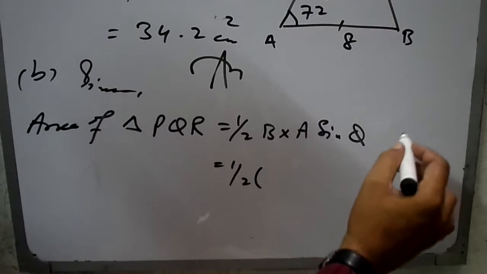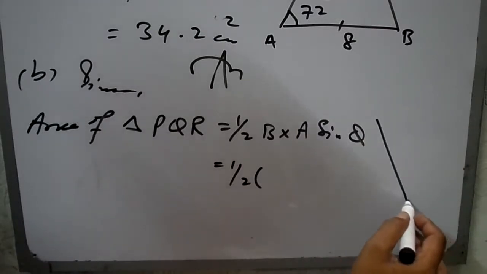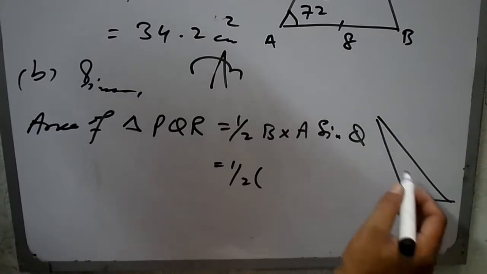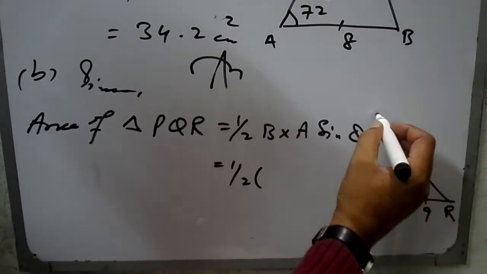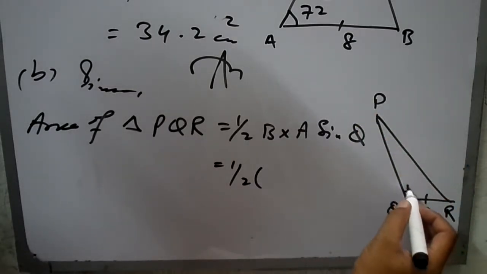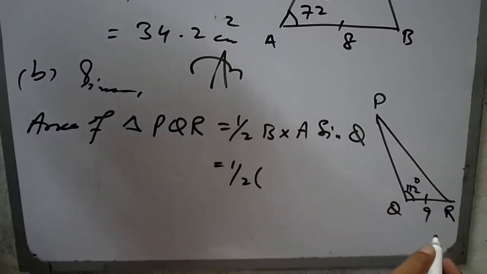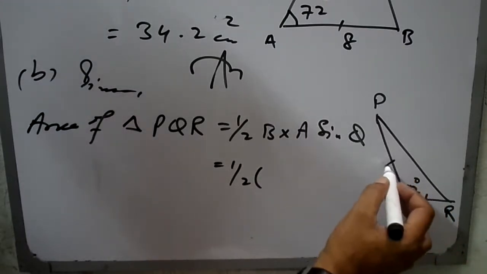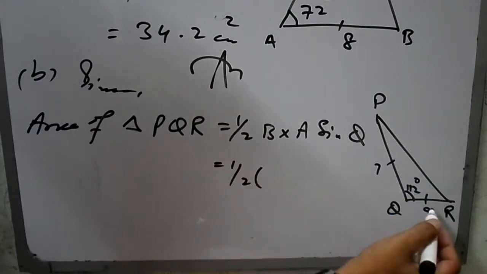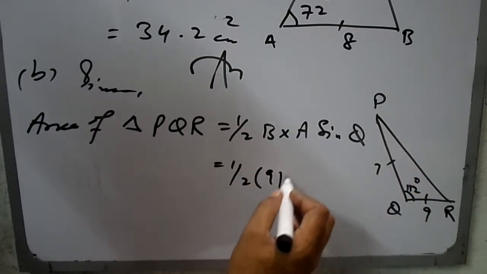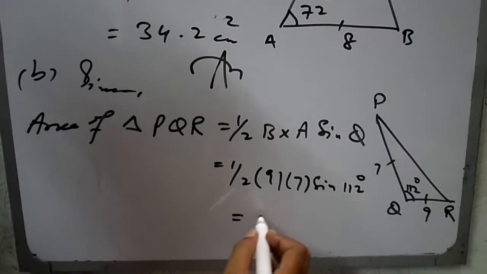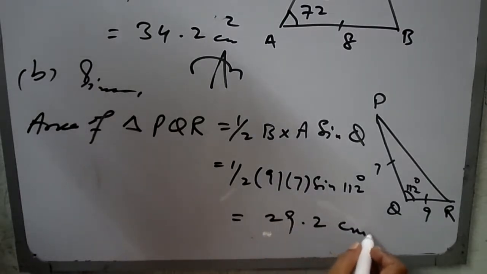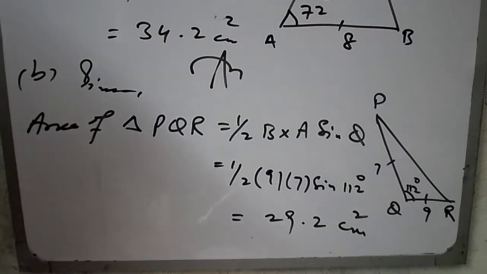So first of all you have to draw the configuration, then we are able to see what is the value of Q, and so that is your 112 degrees, and that is your 9, and this one is 7. So putting the values, that is your base, that is your altitude. So after putting the values, you will get sine 112. So after simplification you will get 29.2 centimeters square. So that is your area of triangle PQR.